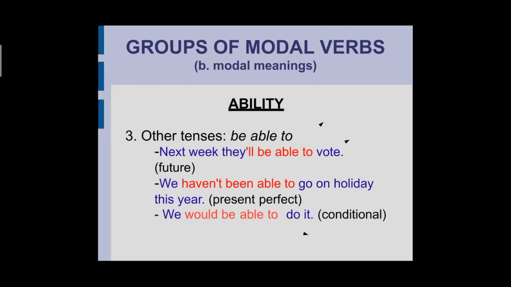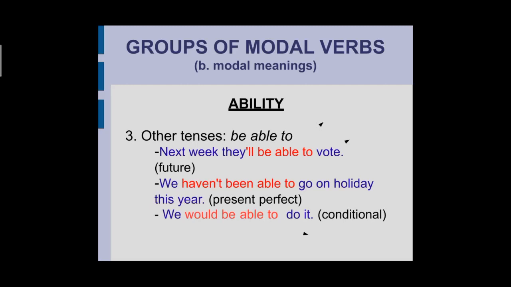Next one, next week they'll be able to vote. We haven't been able to go on holiday this year. We would be able to do it. Number one, future. Two, present perfect. And three, conditional. So it also determines ability. ये modal verb जो भी है वो क्या कर रहे हैं इस सेंटेंस में? ये सेंटेंस में ability शो कर रहे हैं. फर्स्ट वन में be able to. They'll be able to vote in future.